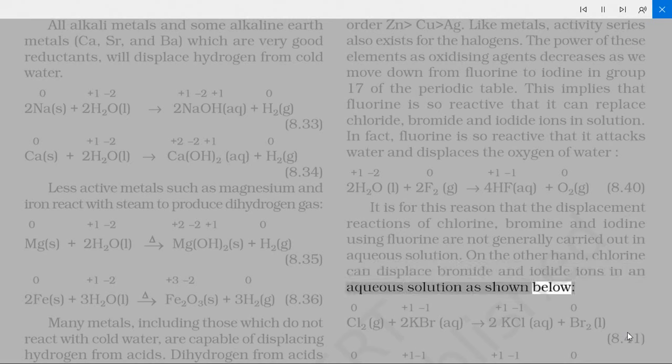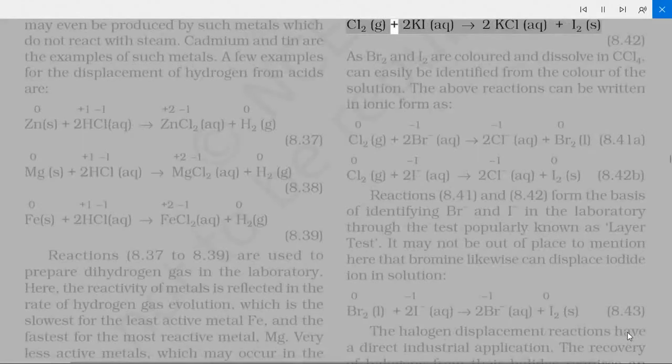Cl2(g) + 2KBr(aq) → 2KCl(aq) + Br2(l) (8.41); Cl2(g) + 2KI(aq) → 2KCl(aq) + I2(s) (8.42).